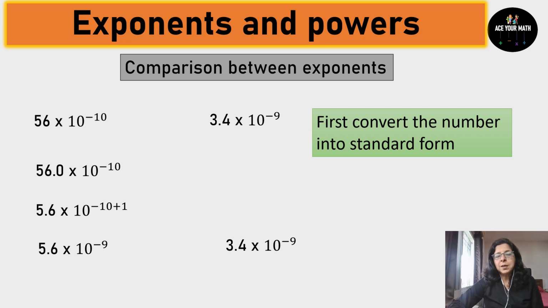Now you can easily compare. Here also, in both cases the exponents are the same, -9 and -9. So you will check the coefficient. Here one has the value 5.6, the other has 3.4. Which one is greater? 5.6 is greater. So always keep in mind, first convert the number into standard form and then do the comparison.